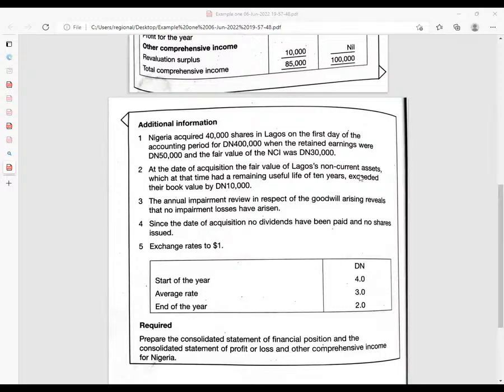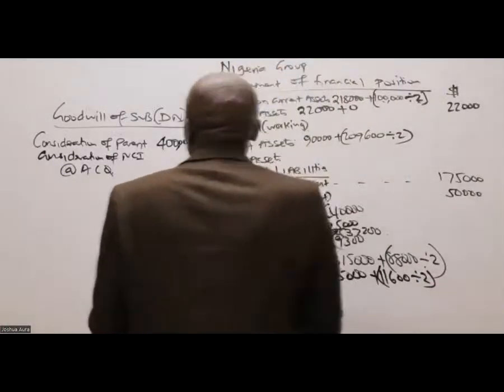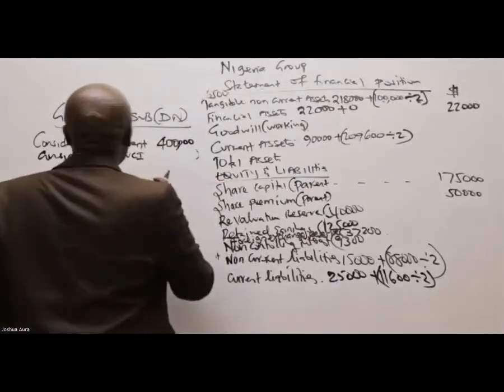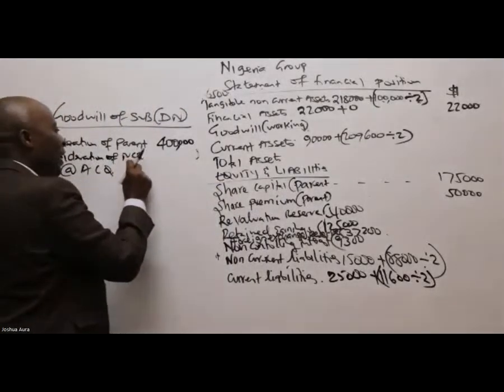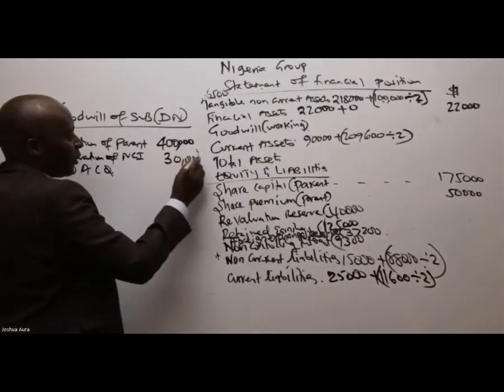You're told somewhere here: Nigeria acquired 40,000 shares in Lagos on the first day of the accounting period for DN, when the retained earnings were DN 50,000 and the fair value of NCI was 30,000 DN. So everything is in terms of DN. Again, the consideration of the NCI at the date of acquisition, they have told us, is 30,000.